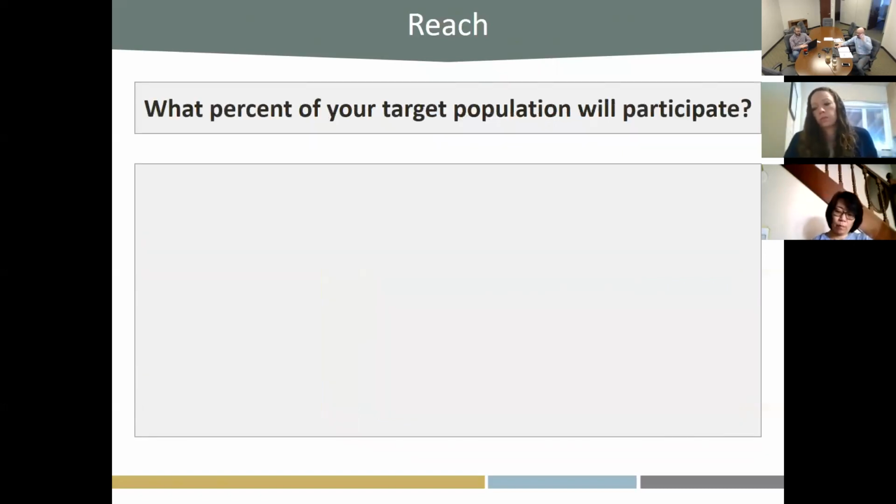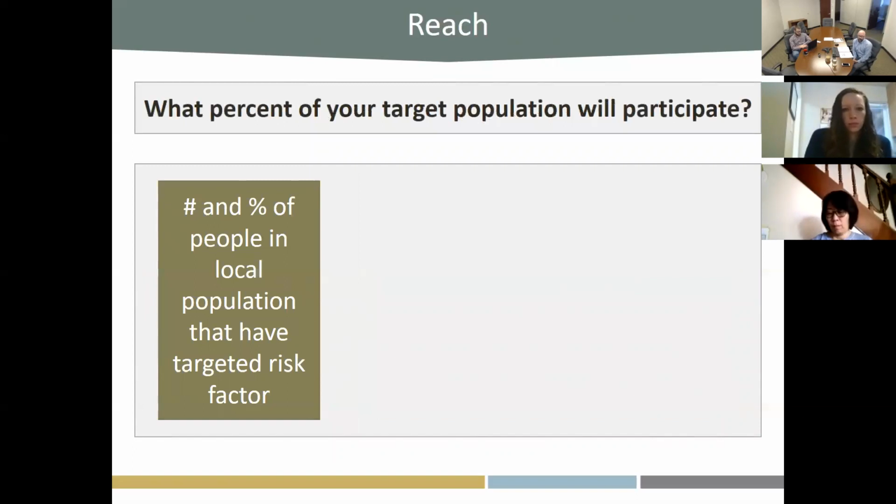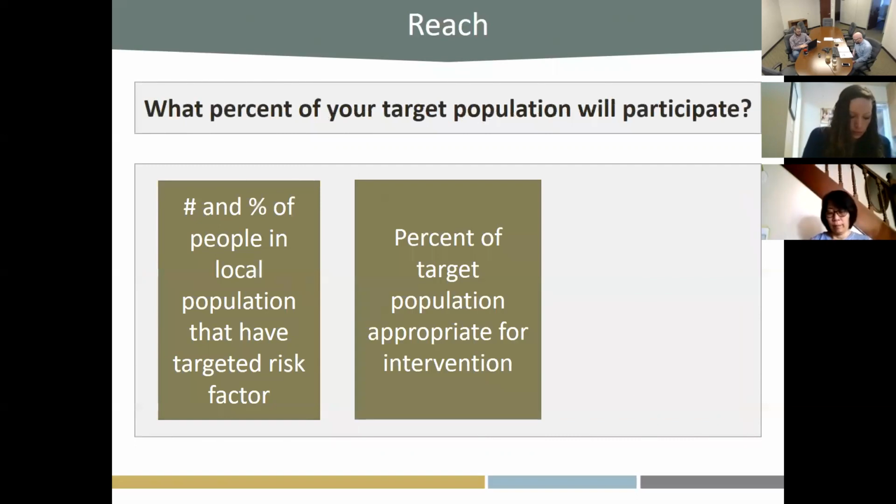So they wanted to know, well, what percent of the target population would participate? So that's the number and percent of people in the local population that have a targeted risk factor. For this case study, it was sedentary adults with chronic conditions. And so what percent of the population would be appropriate for the intervention? They knew that cognitively and physically able elders would be a part of that group, but those who didn't fit that criteria, weren't cognitively and physically able, might be taken out. So that's important to realize that even though they're in your target population, there may be other factors that exclude them from inclusion in your denominator, if that makes sense.